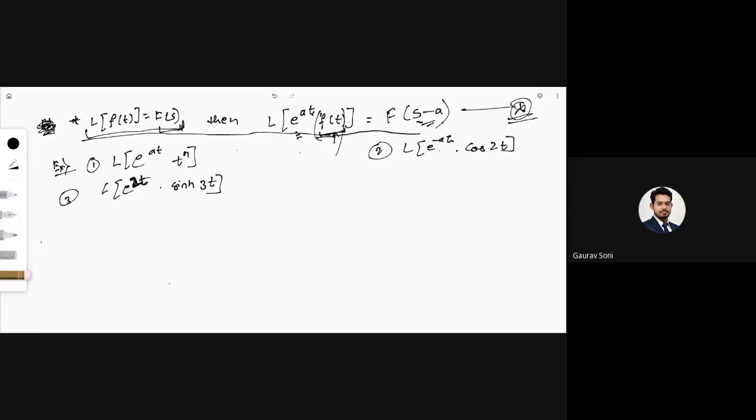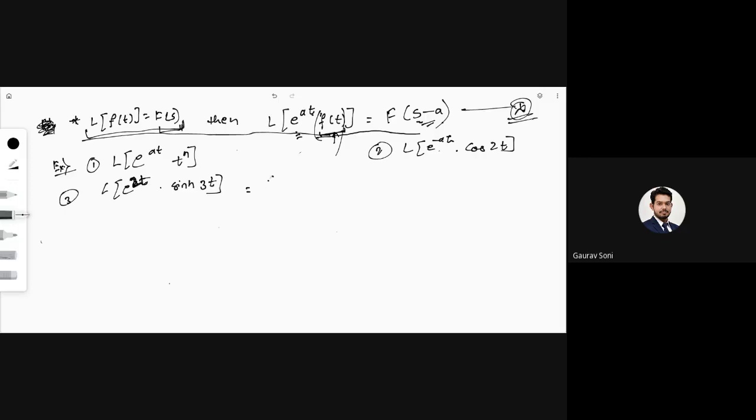Do one thing, keep e to the power 2t separate. What is Laplace of sinh of 3t? 3 by s square minus 9. Then if e to the power 2t is multiplied, what should s be replaced with? s minus 2. That's it. That's the final solution.